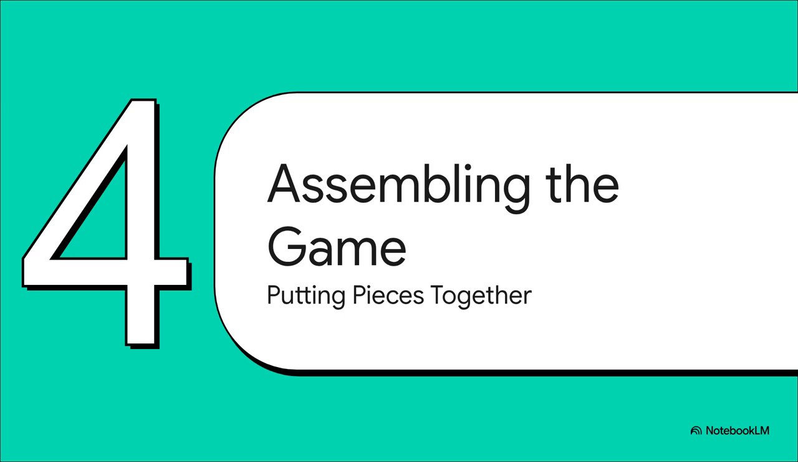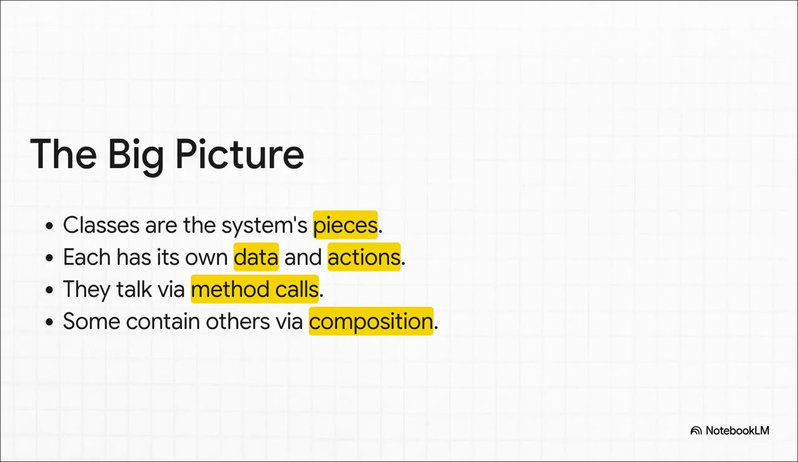All right, so we've seen the individual bricks, and we've seen the mortar that connects them. Now let's step back and take a look at the whole building, how it all comes together to make a complete system. So here's the big picture, the main takeaway. We've defined our distinct pieces, our classes. Each one holds its own data and its own actions, and they either talk to each other with method calls, or they're literally built out of each other through composition. That's our whole system in a nutshell.